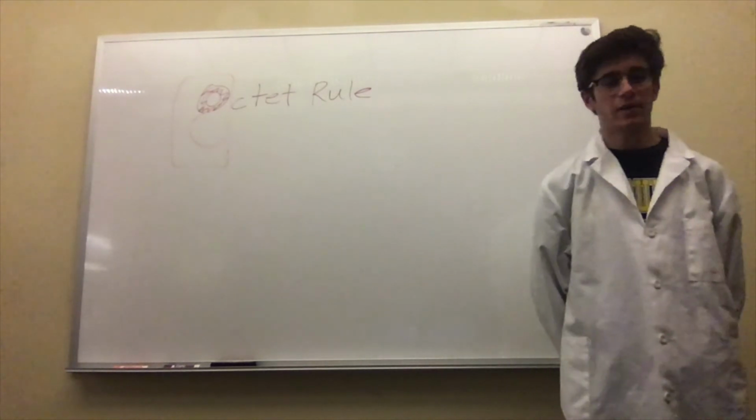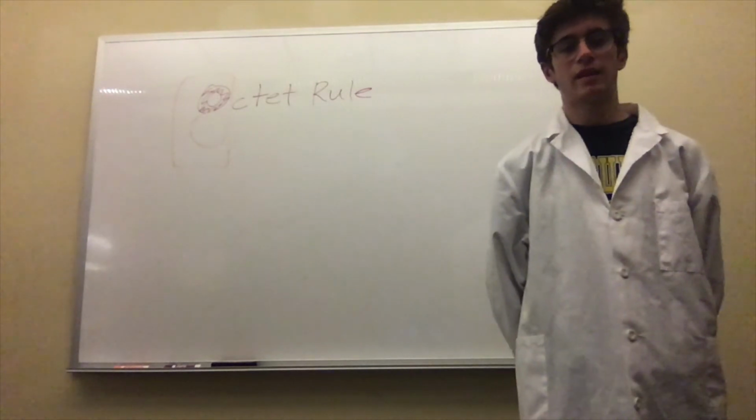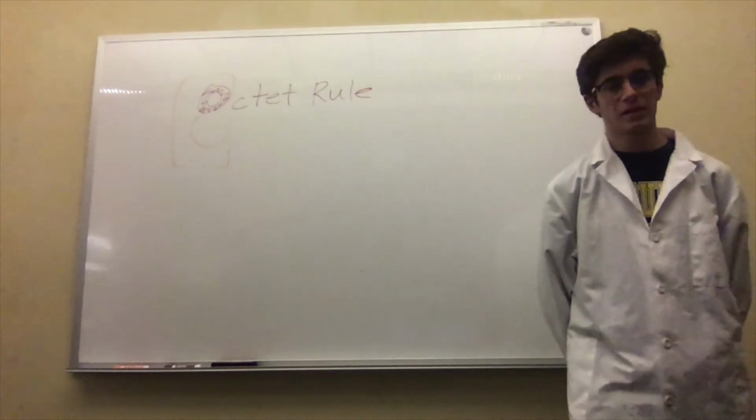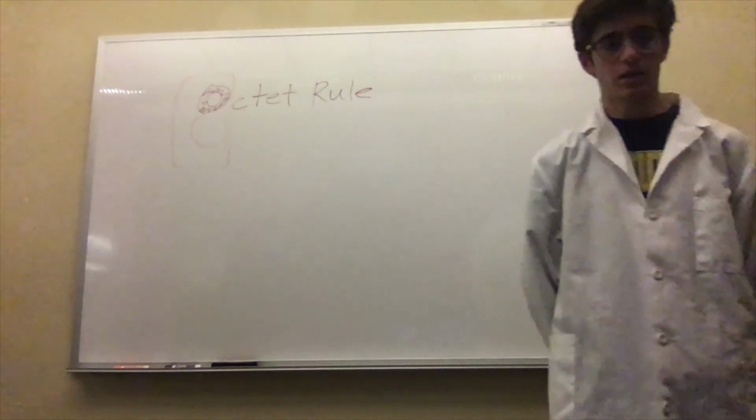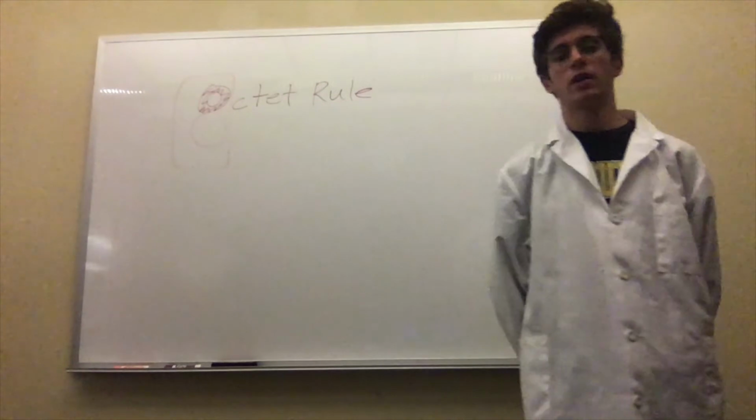So in ionic bonding, for example, electrons are donated or accepted to satisfy the octet rule. So sodium forms a cation when it bonds with chlorine, which forms an anion. After the transfer of electrons, both atoms satisfy the octet rule and are most stable.